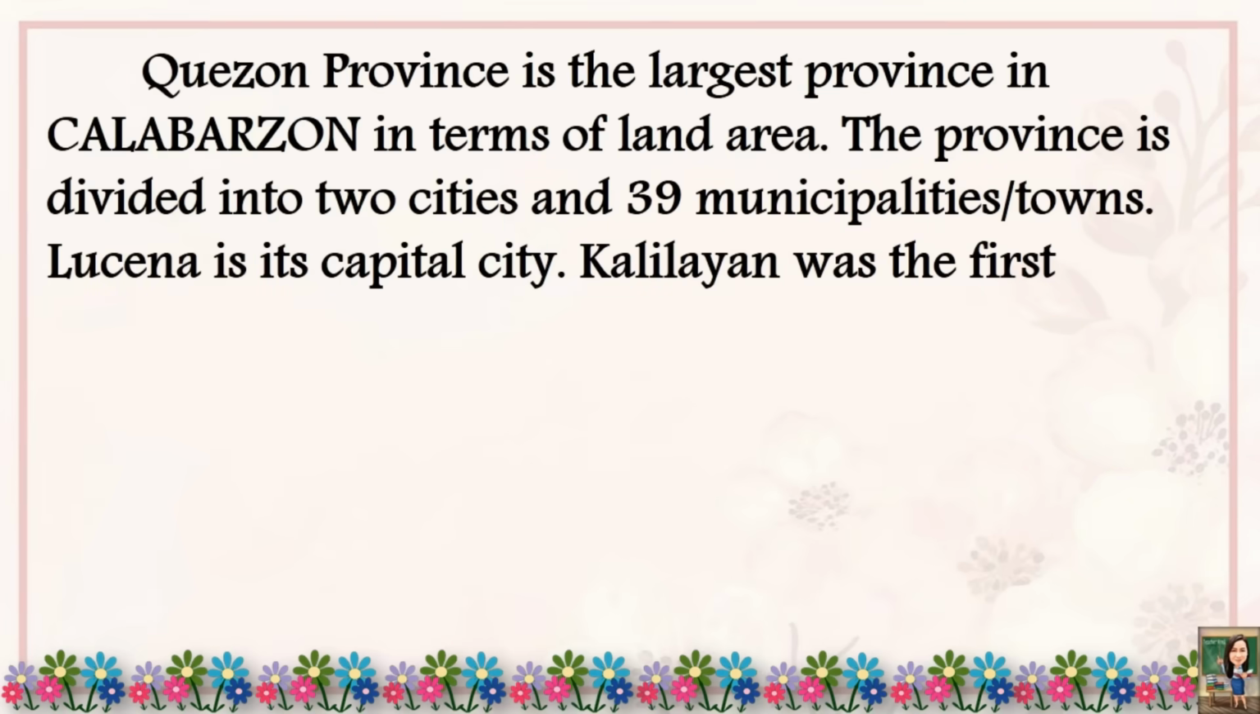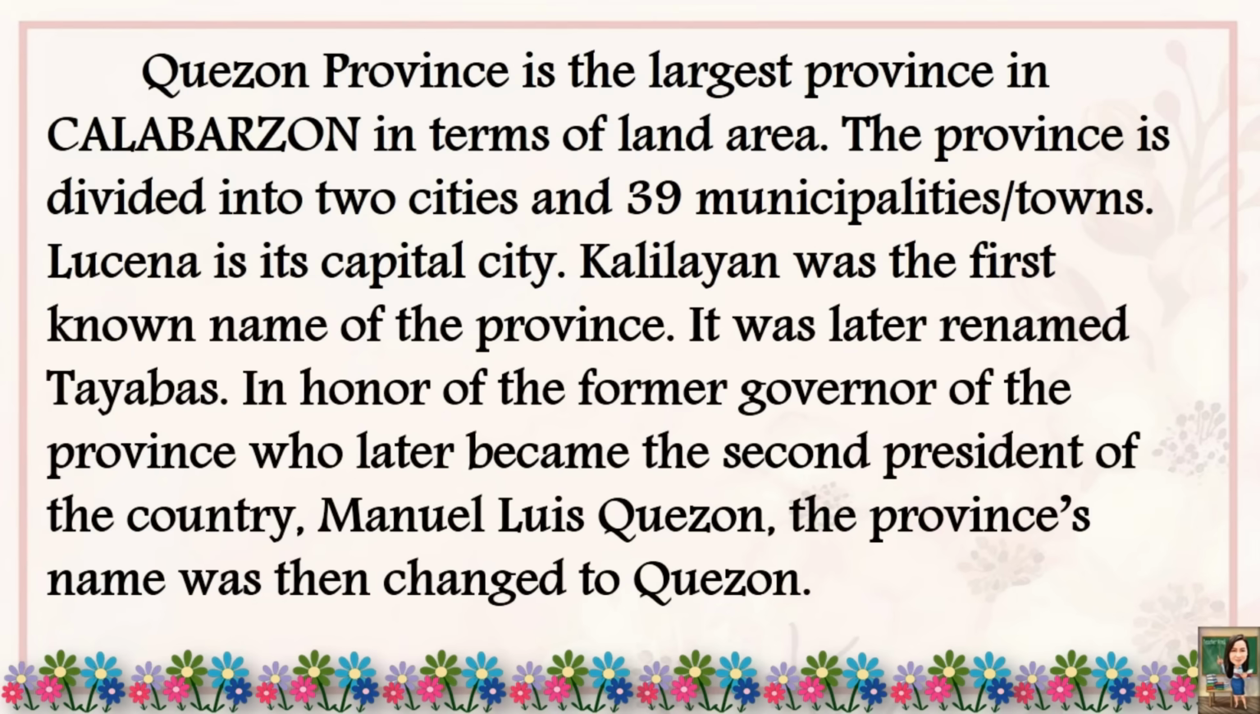Quezon Province is the largest province in Calabarzon in terms of land area. The province is divided into two cities and 39 municipalities or towns. Lucena is its capital city. Calilayan was the first known name of the province. It was later renamed Tayabas. In honor of the former governor of the province, who later became the second president of the country, Manuel Luis Quezon, the province name was then changed to Quezon. Now, answer the following questions based on this selection.